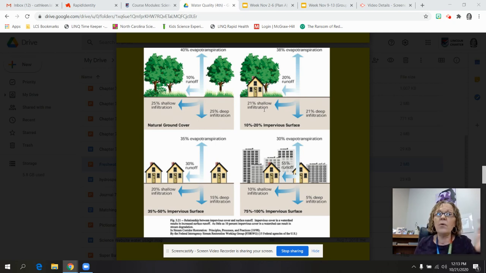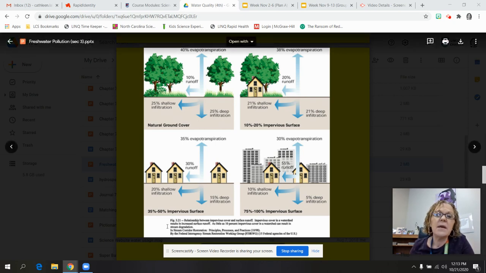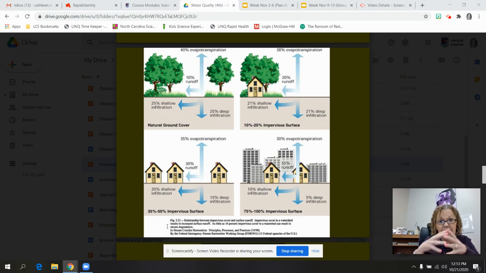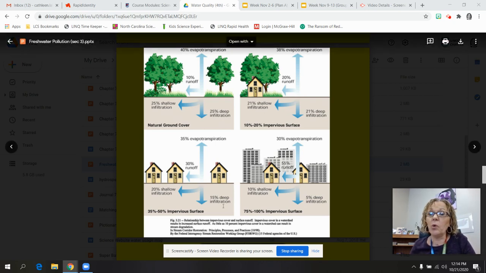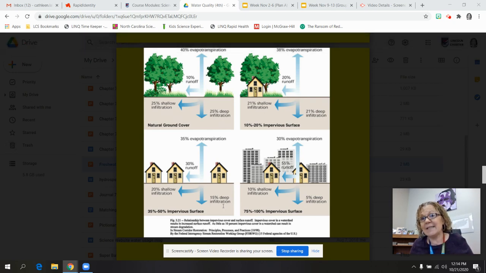Okay? Now, bottom left. You've taken out all the grass and it's more like just 3 houses. Okay? And you've taken out the trees. So now you have 30% runoff because you have more concrete, which is impermeable rock. Okay? The water cannot pass through it. You lose about 35% to evaporation. Only 15% gets down into the aquifer, and 20% stays in the shallow ground.